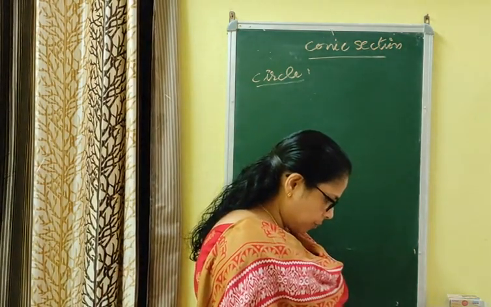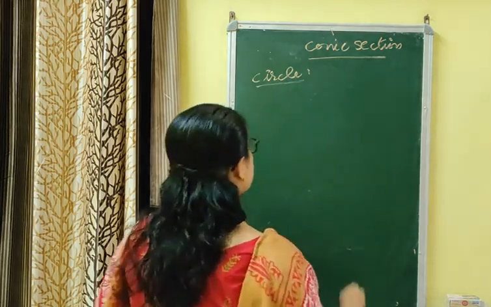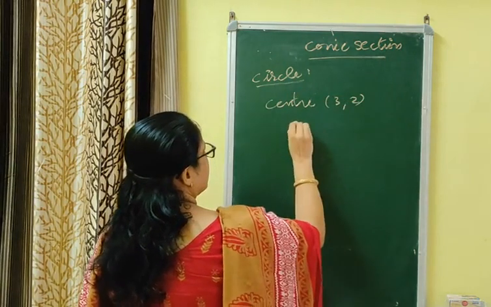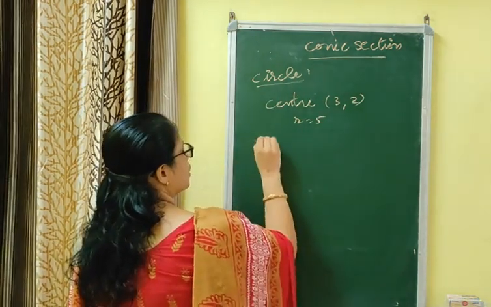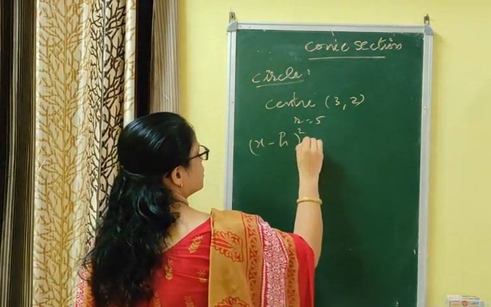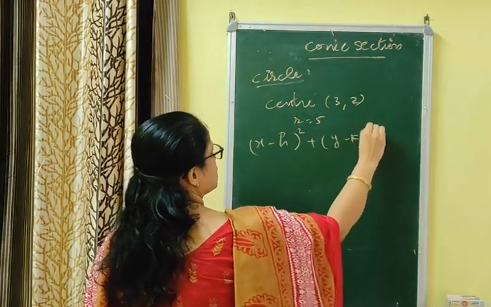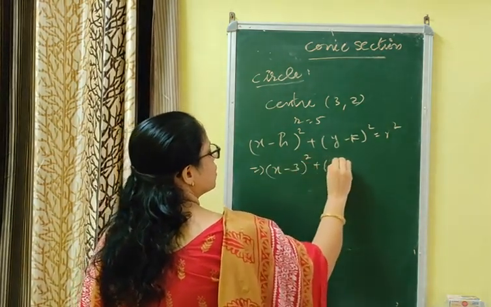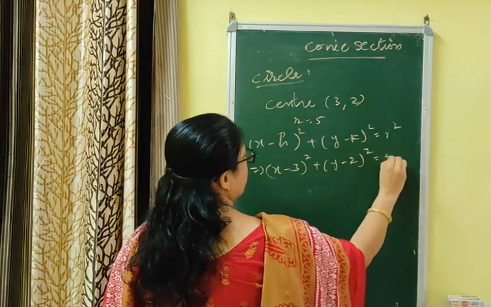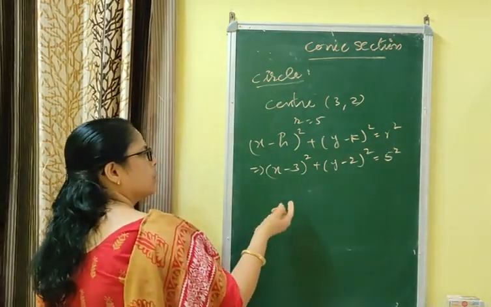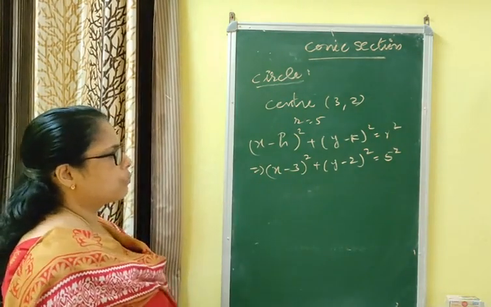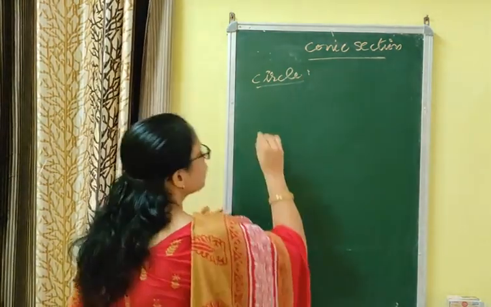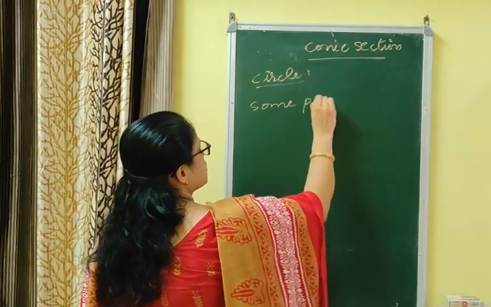First I am taking an example. Suppose that you are given the center as (3, 2) and radius equal to 5. How can we form the equation of the circle? By using the central form, that is (x minus h) whole square plus (y minus k) whole square is equal to r square, it implies (x minus 3) whole square plus (y minus 2) whole square is equal to 5 square. If you solve it by applying (a minus b) whole square, we will convert it into standard form.